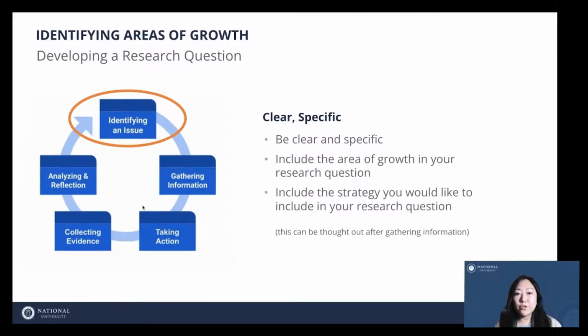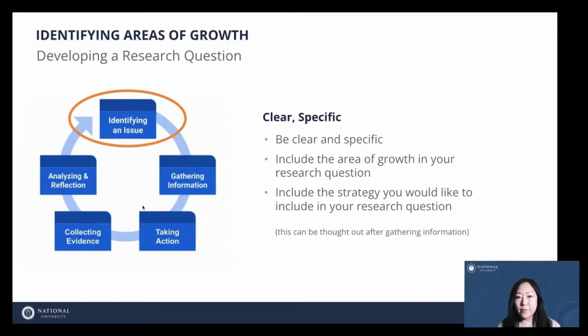Developing a central or driving research question may seem like an easy task, but it does take time. A research question helps center your topic, keeping in mind that you will answer this question through your data collection. Your research questions should include your identified area of growth and the strategy you are testing out.